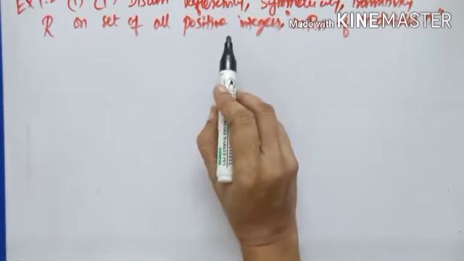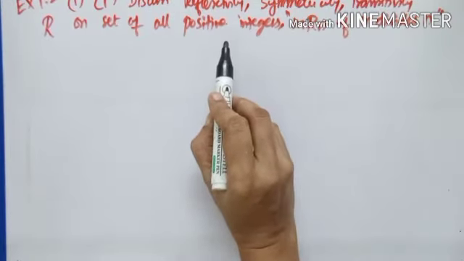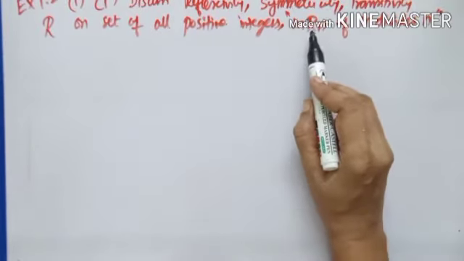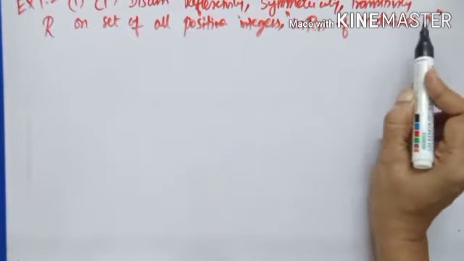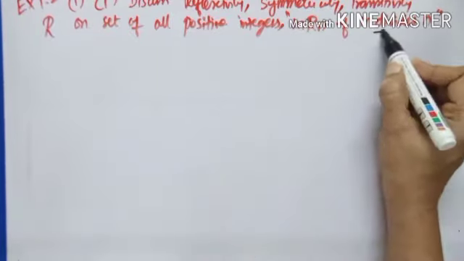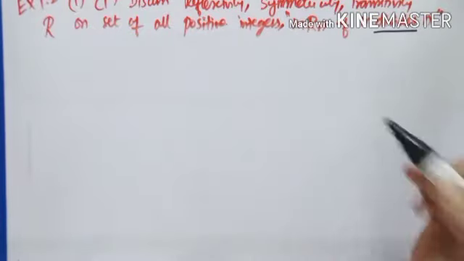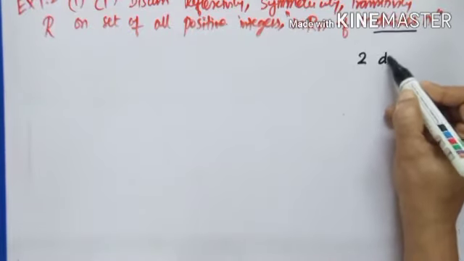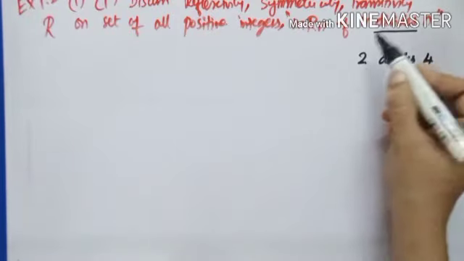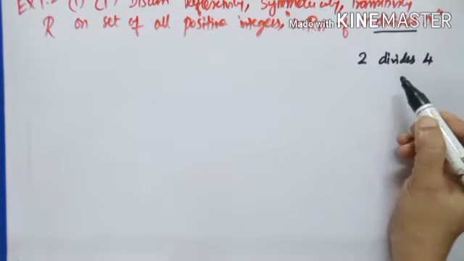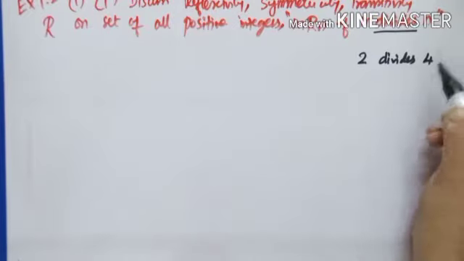What is the relation R? In this question, M is related to N implies M divides N. What is this idea of divides? I will say 2 divides 4. 4 is a multiple of 2. That is what we mean when we say 2 divides 4.